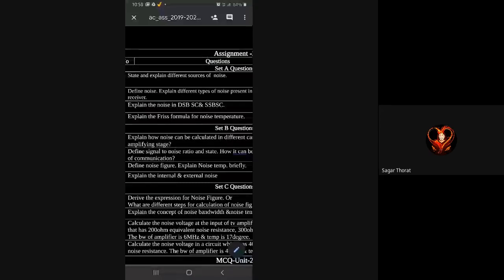Then next, explain the Friis formula for noise temperature. So whatever is the formula for noise temperature? T is equal to T0 in bracket F minus 1. Whatever we have discussed, that formula you have to write.